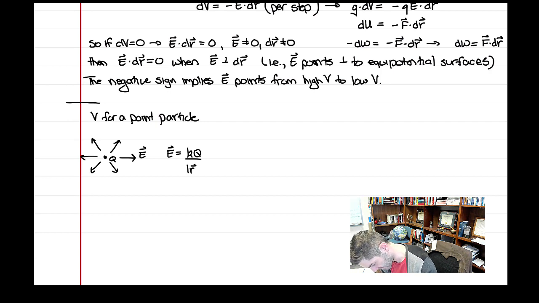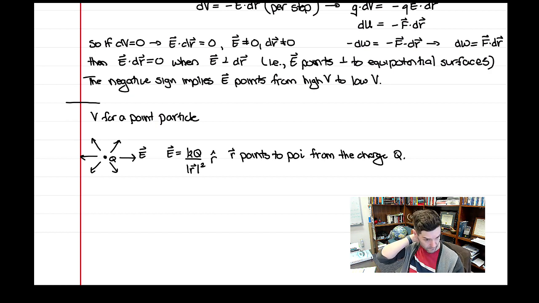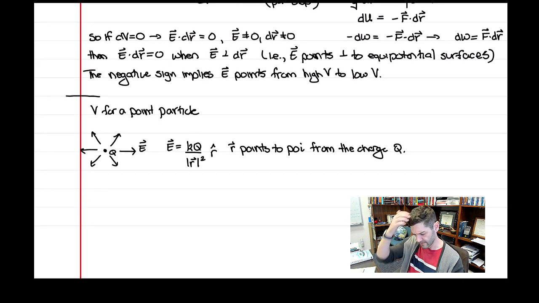Be consistent with the notation we had in the previous chapters. It's KQ over the magnitude of R squared times R hat, where this vector R points to some point of interest, some arbitrary location from the charge Q. And moving forward, I'm just going to put the charge at the origin, but again, it doesn't have to be. So nothing new here.